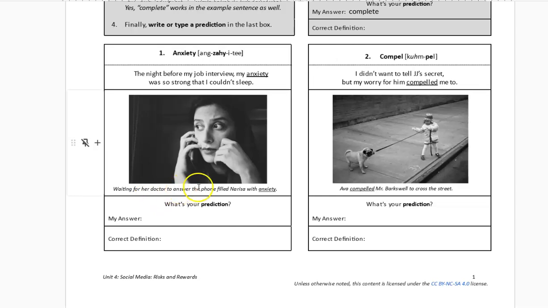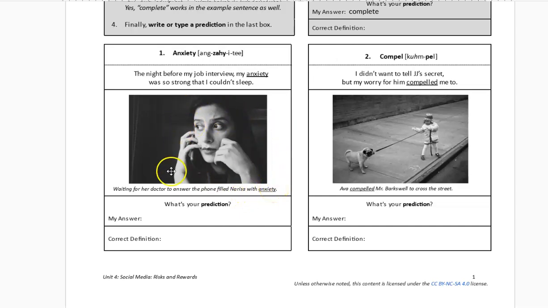It says, waiting for her doctor to answer the phone filled Narissa with anxiety. I know that sometimes talking to a doctor or waiting to talk to a doctor can be sort of scary. And looking at the picture, I'm going to try to think of some words that maybe I could plug in with the word anxiety that would make sense in this sentence. Based on her facial expressions, based on what I know about trying to talk to a doctor on the phone, I think maybe nervousness might be an option. So waiting for her doctor to answer the phone filled Narissa with nervousness.